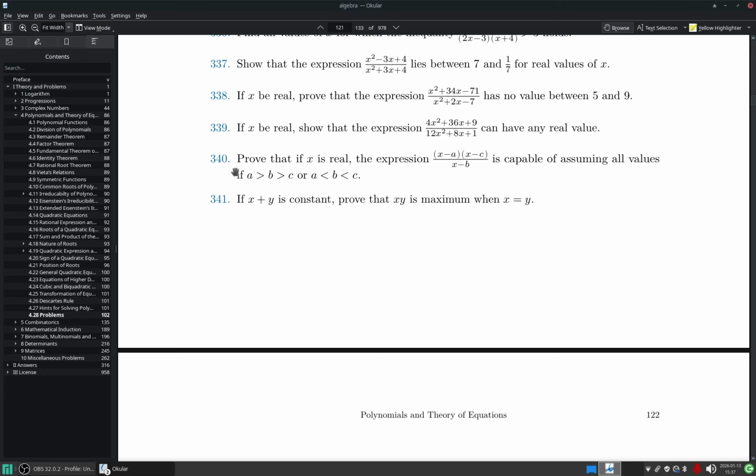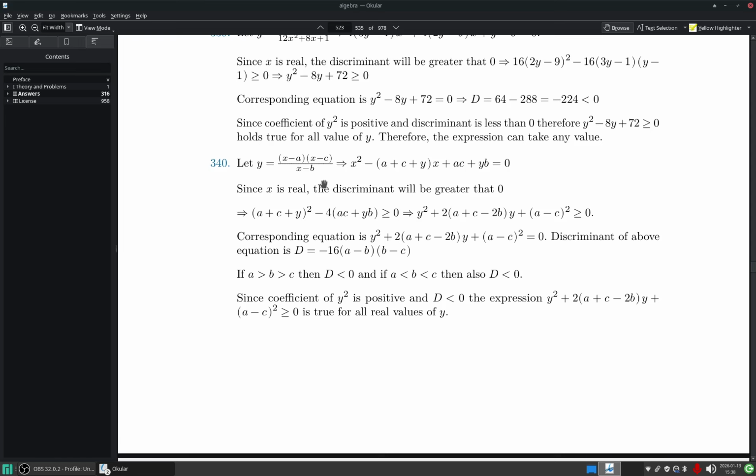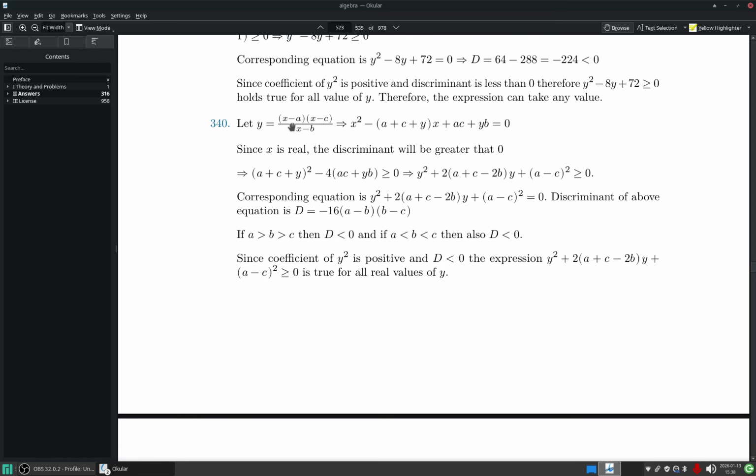We solve question 340, which says: prove that if x is real, the expression (x minus a) into (x minus c) by (x minus b) is capable of assuming all values if a greater than b greater than c, or a less than b less than c. So we let y is equal to (x minus a) into (x minus c) by (x minus b). We get x square minus (a plus c plus y) into x plus ac plus yb.